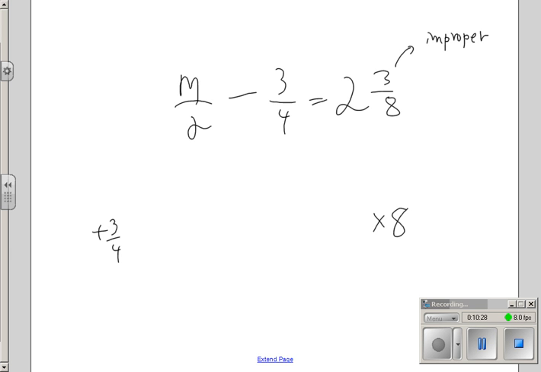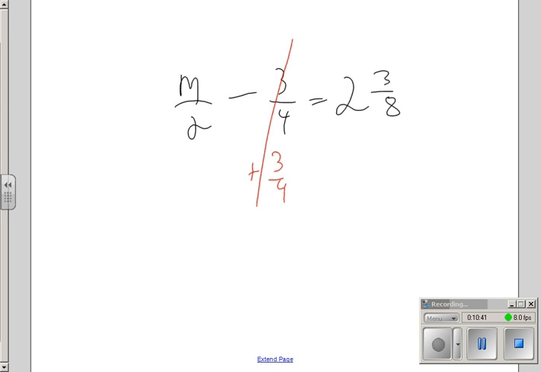Okay, welcome back. So the first thing we're going to try here is we're going to try and just apply opposite operations as if it was a regular algebra problem and just isolate the variable by getting rid of the constant first. So we're going to add 3/4 to both sides. I know that gets rid of my constant and add 3/4 over here. I have half of m left over here. And over here, 16, 17, 18, I have 19/8.